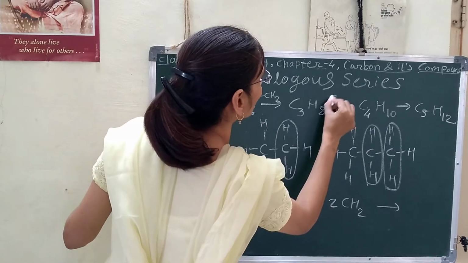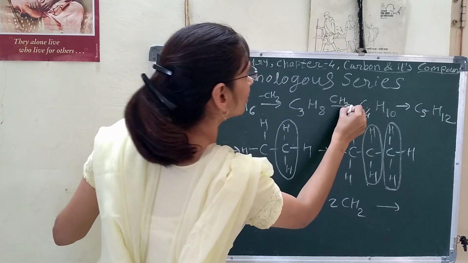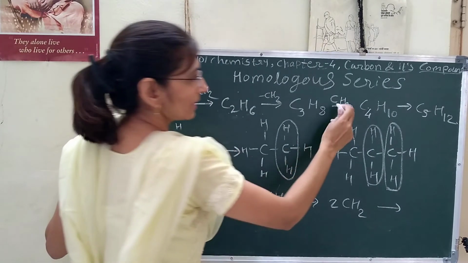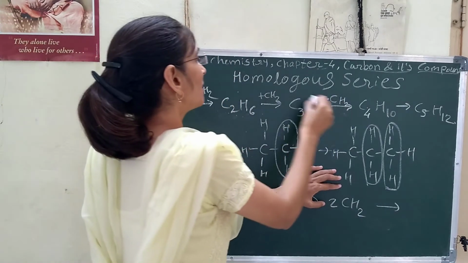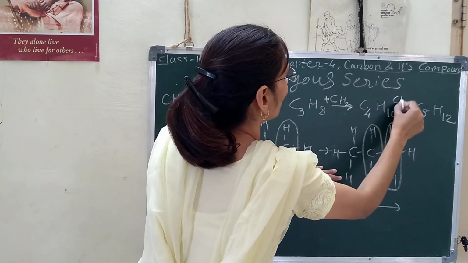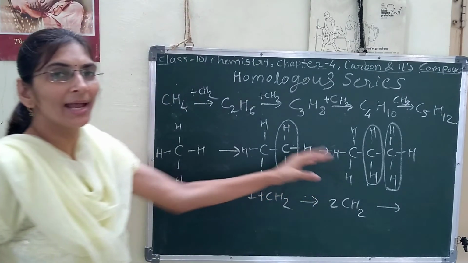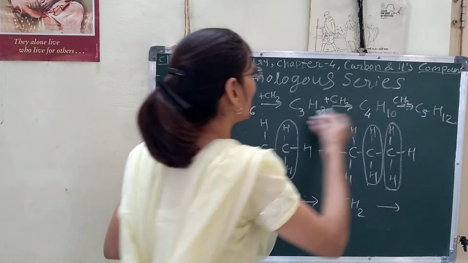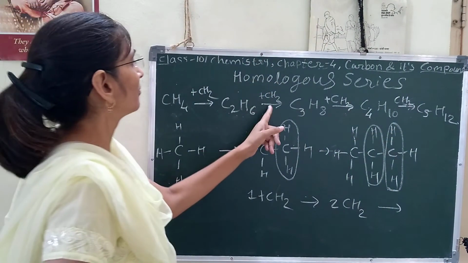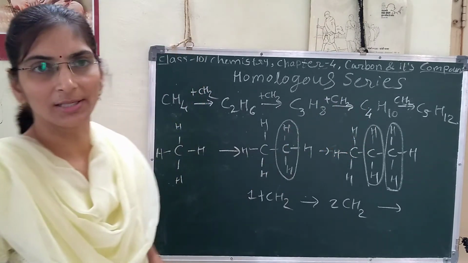One C is added, and again 10 minus 8 is 2H, which means it differs by CH2. Here we added 1 CH2 everywhere. For getting the next compound, we only have to add 1 CH2. Again, for getting the next compound, we have to add 1 CH2.